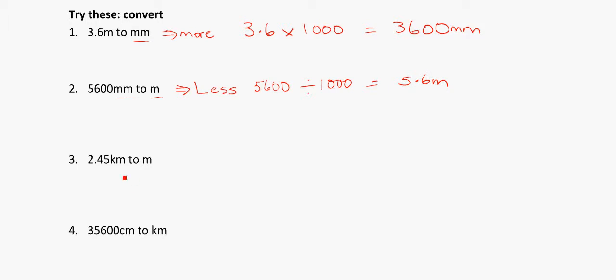Question 3. Kilometers to meters. So we're changing to a smaller unit, so we're going to have more in our answer, and so we're going to multiply. What are we going to multiply by? There are 1,000 meters in a kilometer, and so we get 2,450 meters.